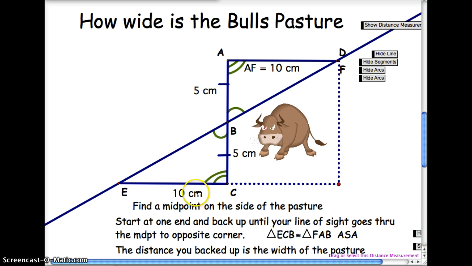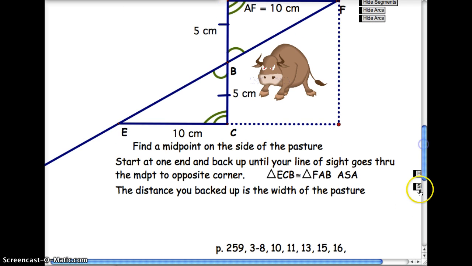Now, is this side 10 centimeters? Is AF equal 10? Yes, based on what? CPCTC. So EC is equal to AF based on CPCTC. And if EC is 10, that means AF is 10 as well. And again, that's just the definition of congruence. Okay. Any questions on that?